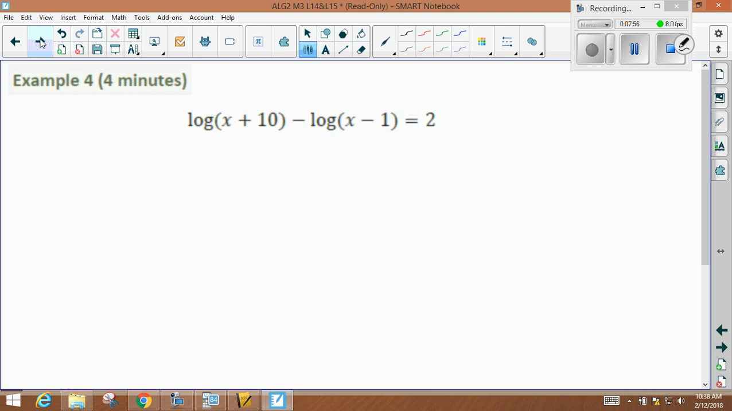Okay, so now we have 2 logs, and remember that our first step is to write it as a single logarithm, right?